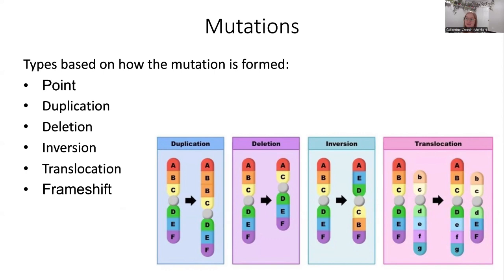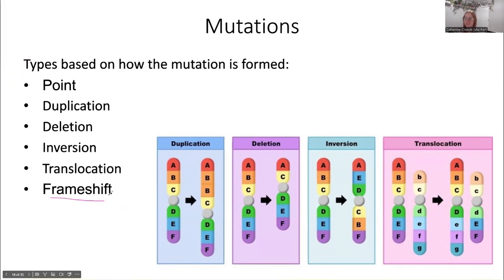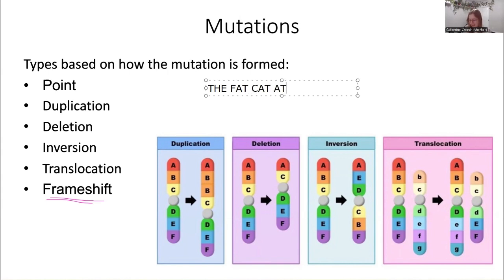And then the most detrimental is called frame shift. So we know that codons are 3 nucleotides that code for an amino acid. I like to think about frame shift using words in the English language because it helps me visualize it. So here is a sentence made from 3-letter words. The 3-letter words represent a codon. The fat cat ate the rat.